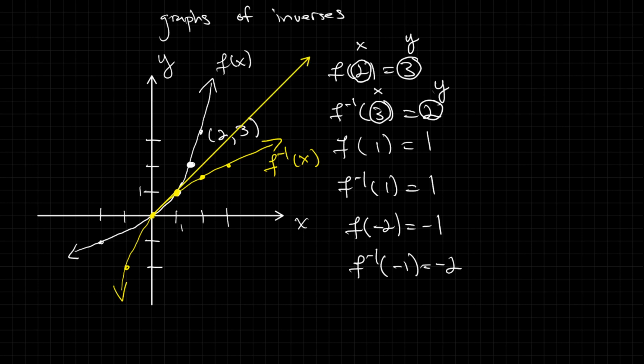So what I have here is the line y equals x. Maybe I'll do this in a different color here. So there's the line y equals x. And you notice that f inverse of x is the reflection of f about this line y equals x.